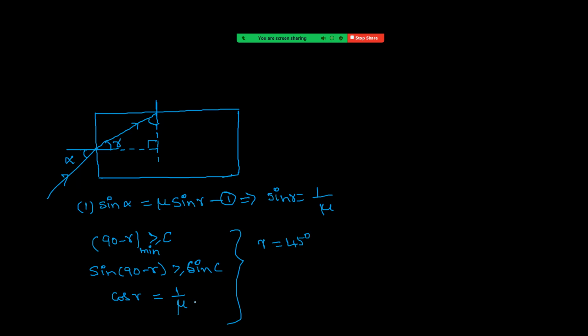Okay. So r value 45 means cos 45 is 1 by root 2. That means the mu value is root 2. This is the minimum value. That means mu value should be greater than or equal to root 2. Then irrespective of the angle alpha, this will always reflect like this. That means light does not emerge from the curved part. Okay. So I hope you got clarity.